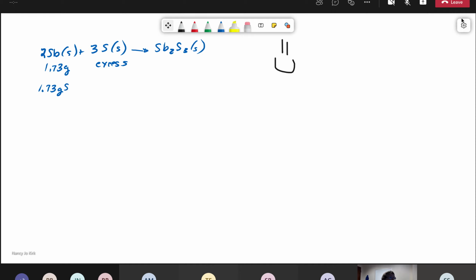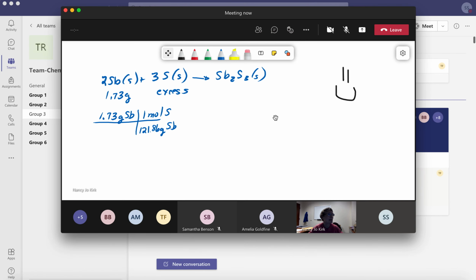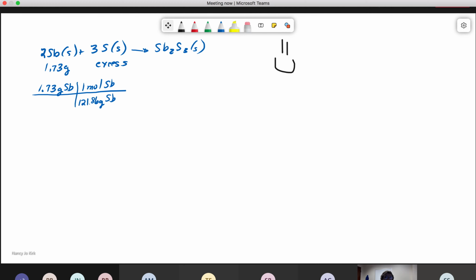So if we have 1.73 grams of our antimony, those of you who got this right must have used the molar mass. I got the molar mass of antimony is 121.86 grams in 1 mole of antimony. Remember, the molar mass is always per 1 mole. That's what you use. The coefficients here are used for the mole to mole ratio. So once I had my moles of my antimony, then I can do the mole to mole ratio.